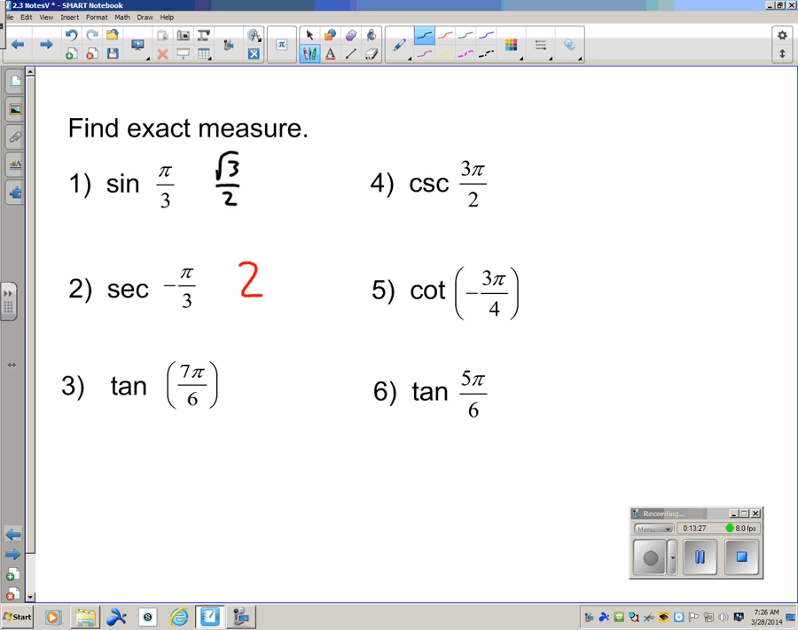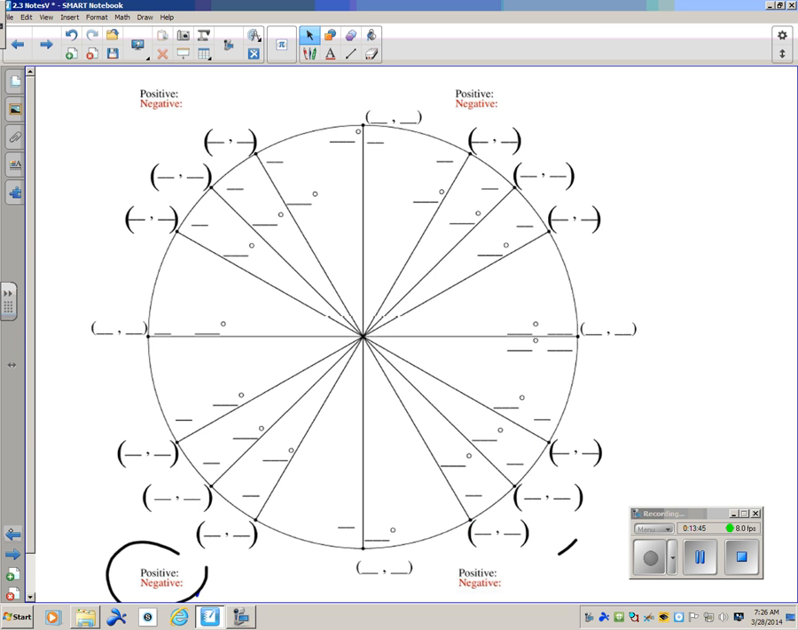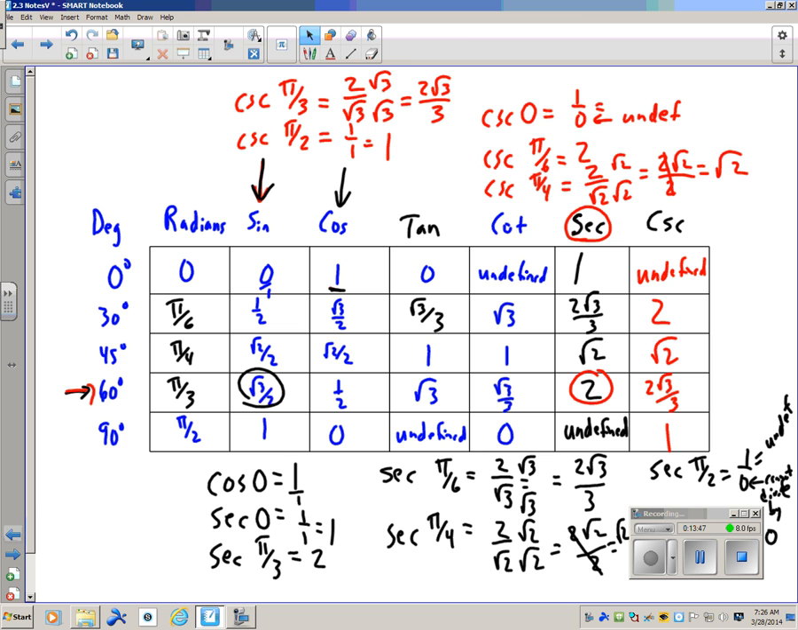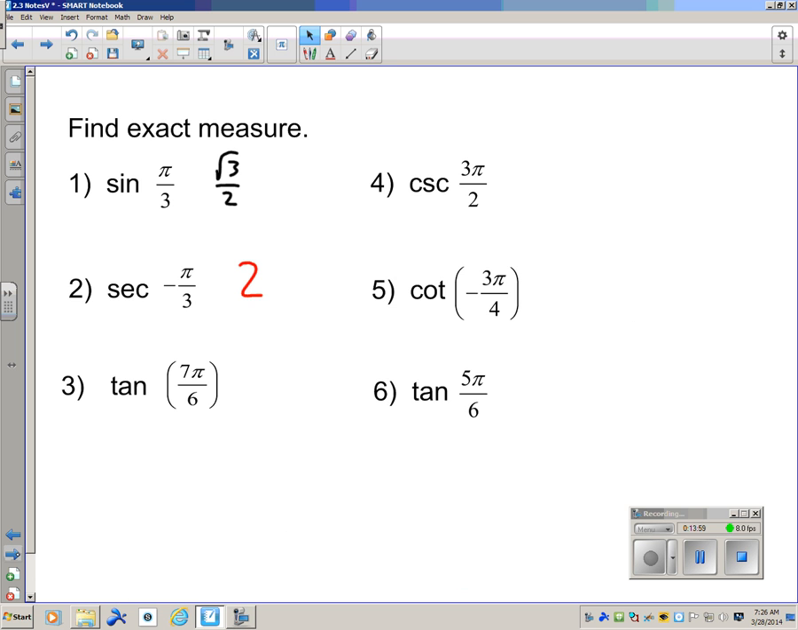The tangent is 7 pi over 6. So I'm going to find 7 pi over 6 and look for its relative here. So it reflects over here, and then it reflects over here. So we're looking at the tangent of pi over 6. So I'm going to use my identity sheet, and I'm going to find the tangent of pi over 6. Tangent of pi over 6 there is the square root of 3 over 3. So square root of 3 over 3.